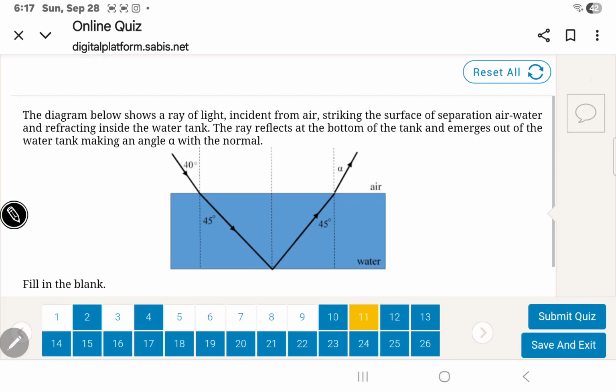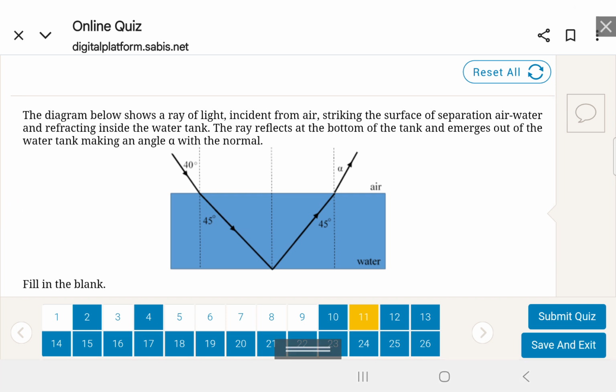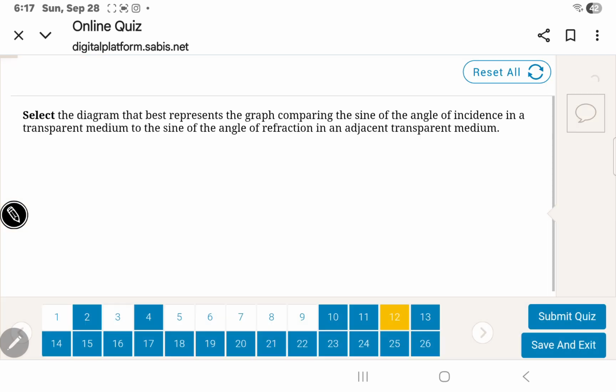Number 11. The diagram below shows a ray of light incident from air striking the surface of separation, air-water, and refracting inside the water tank. The ray reflects at the bottom of the tank and emerges out of the water, making an angle alpha with the normal. What is the angle alpha? Since here the angle of refraction is 45, here the angle of incidence is 45, this means alpha will be 40. Number 12.